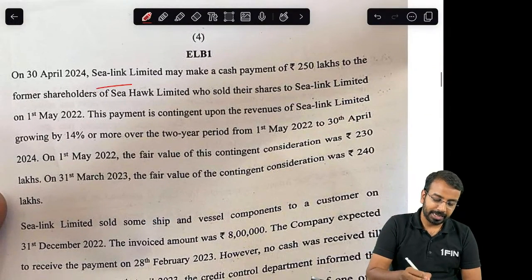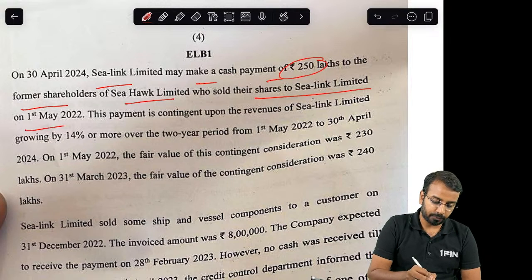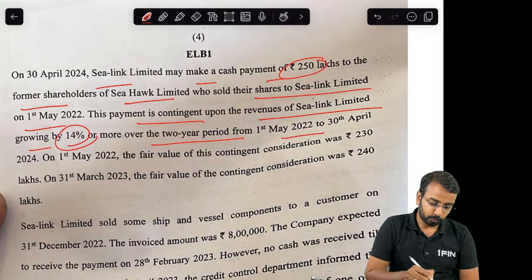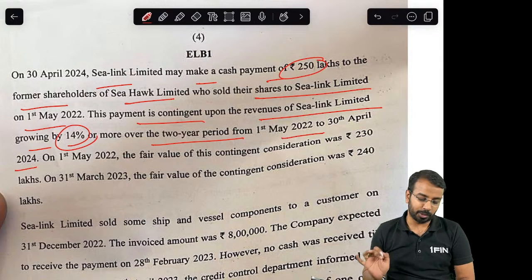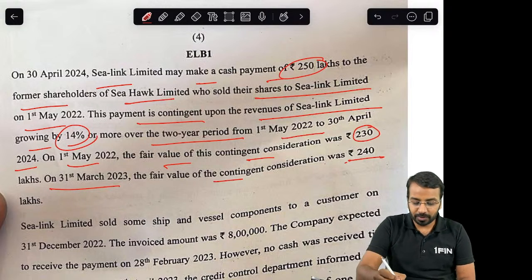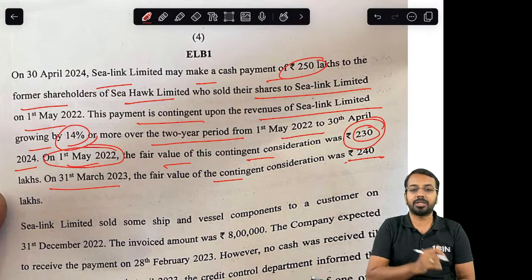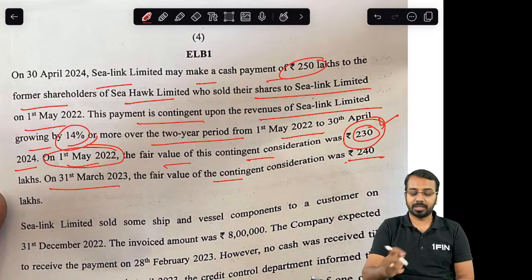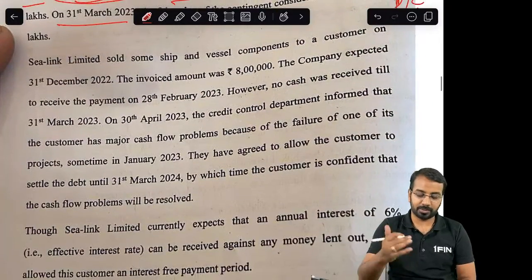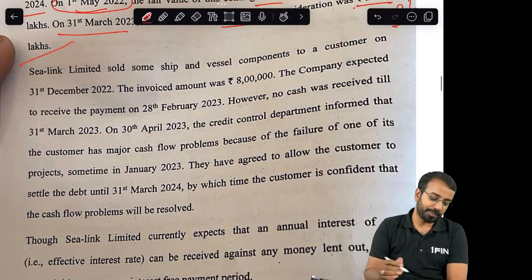Then Sealink may make a cash payment of 250 lakhs to the former shareholders of Seahawk who sold their shares on 1st of May. It is contingent upon revenues growing by 14%. So it is a contingent consideration over a 2-year period from May 22 to April 24, right? Fair value of the contingent consideration was 230 on 1st of May and at 31st March the fair value is 240. Now which one will we take? We will take the one on the date of the transaction, that is 1st of May. Fair value of 230 will be considered. The change in fair value will be recognized in P&L, right? So we have discussed this enough times in the class as well. Okay, so that is with respect to the acquisition.